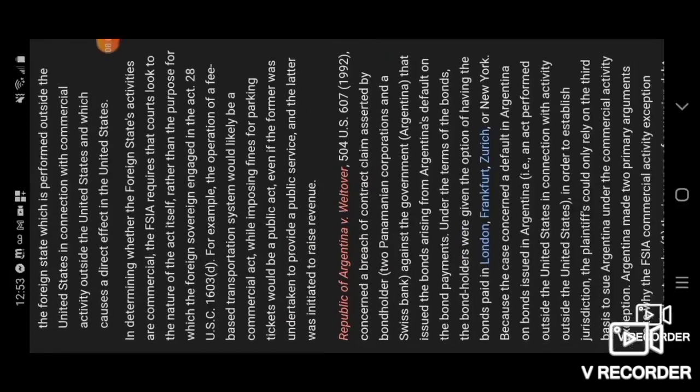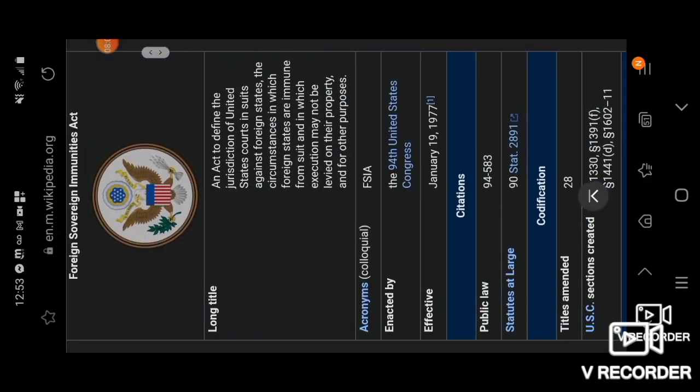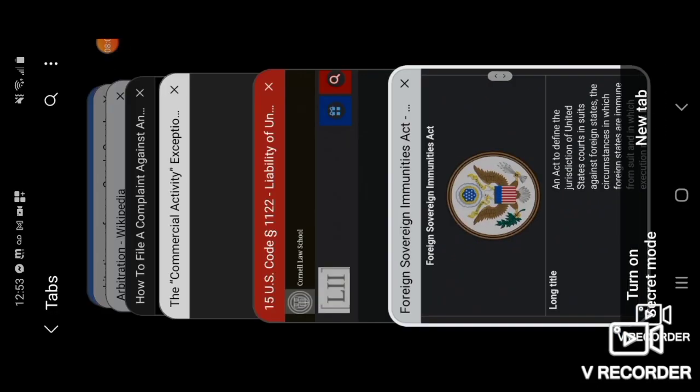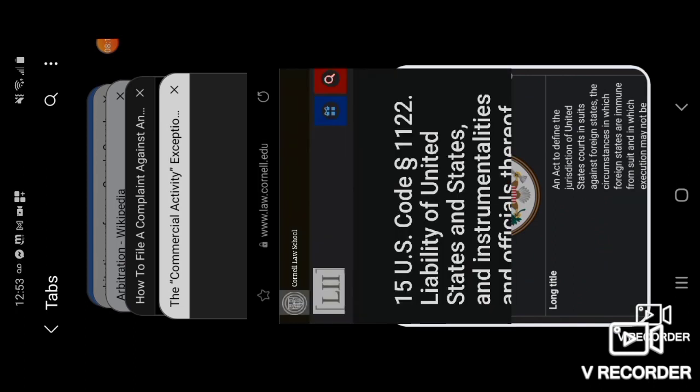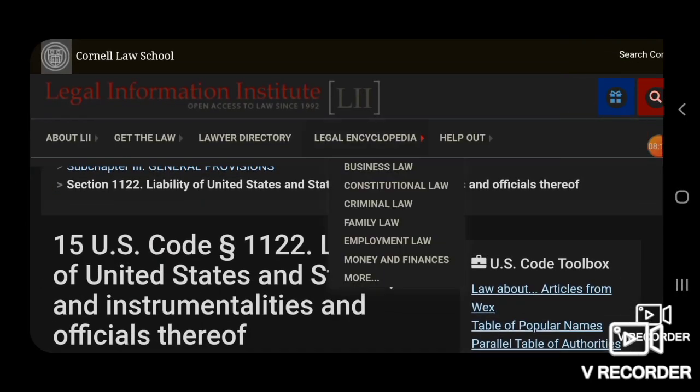Hold on. I have to move through screens. So, there we go. We are going to take a look at 15 U.S.C. 1122.